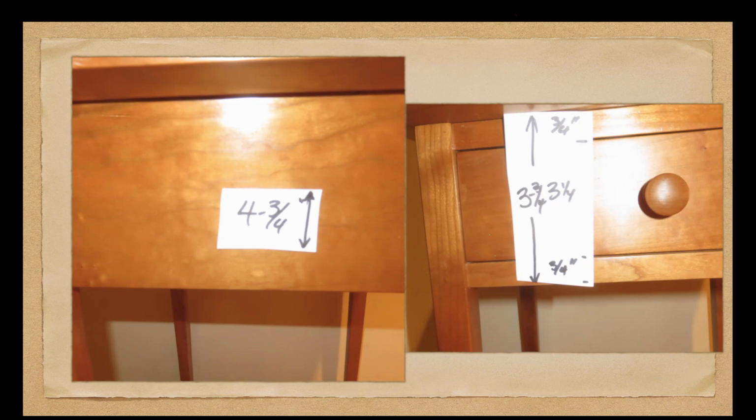The slide on the right shows a small table that has a drawer in it, and if you see that middle number, it says 3 3/4. That should be 5 1/4 inches rather than 3 1/4. I didn't add right, but I'm working on my mathematics. Next.